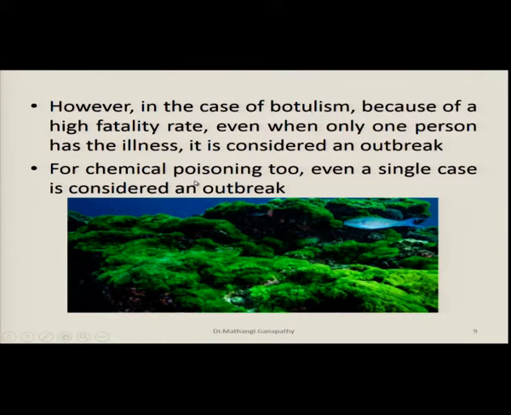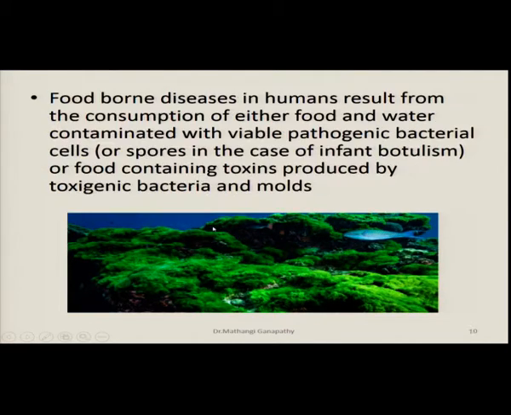And for chemical poisoning too, even a single case is considered as an outbreak because chemical poisonings are also more hazardous. Foodborne diseases in humans result from the consumption of either food and water contaminated with viable pathogenic bacterial cells, or spores as in the case of infant botulism, or food containing toxins produced by toxigenic bacteria and molds.